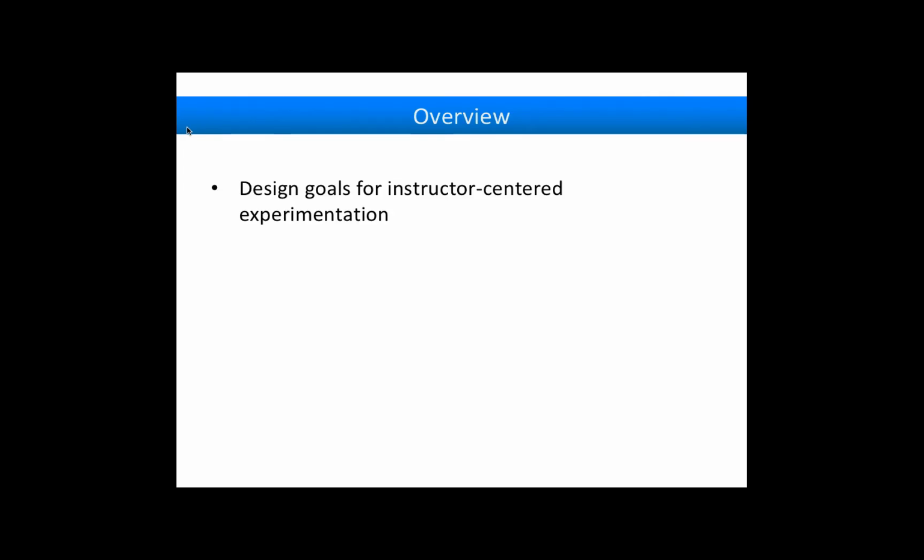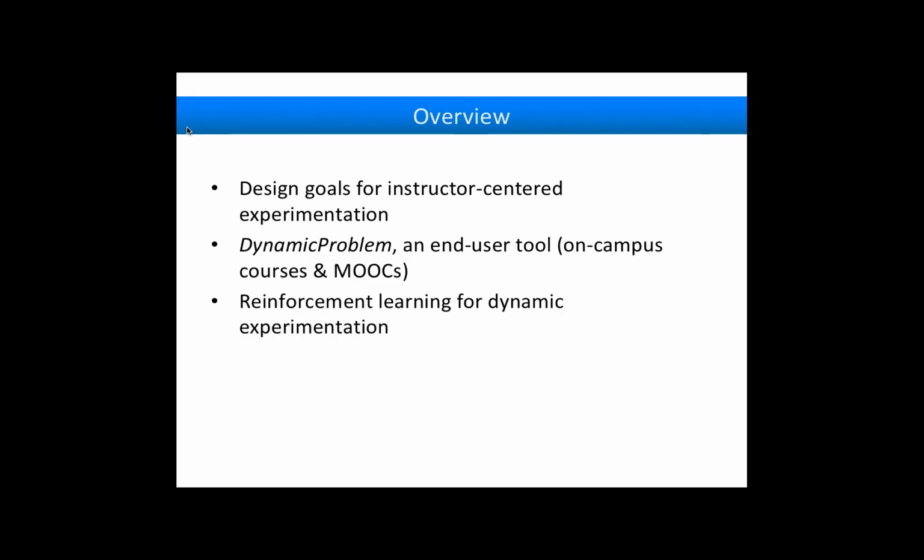So to give an overview, we're going to tackle these design goals for a more instructor-centered approach to experimentation. These are first, making it easier for instructors to run experiments, and second, actually helping instructors use data from experiments to enhance learning. We've therefore introduced DynamicProblem. This is an end-user tool that instructors can use in on-campus courses and MOOCs to actually test components of online problems. And we implement an algorithm in the system that will do dynamic experimentation, analyze data, and use it to help future students. We present insights from our deployment with 3 different instructors.